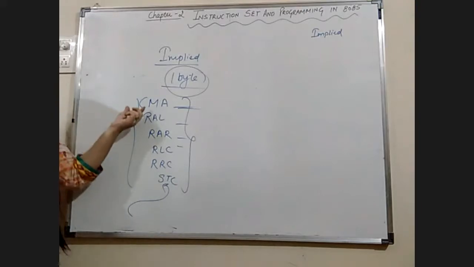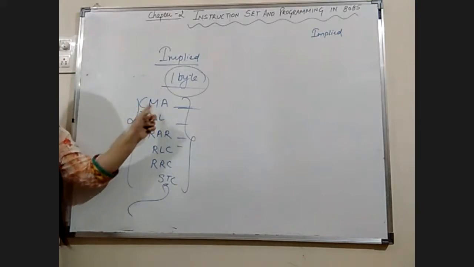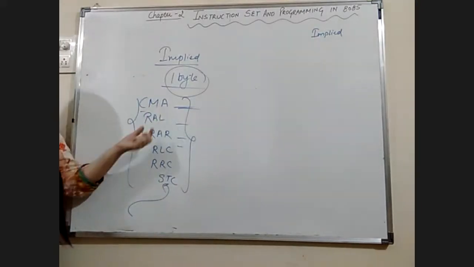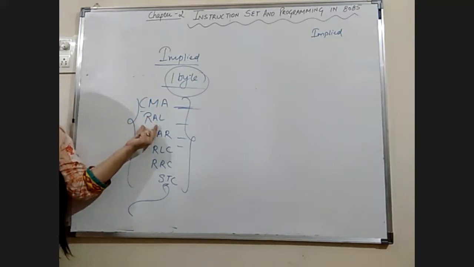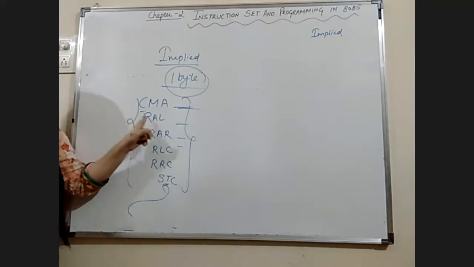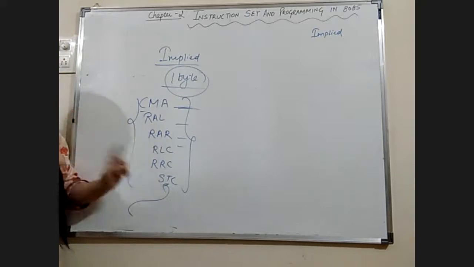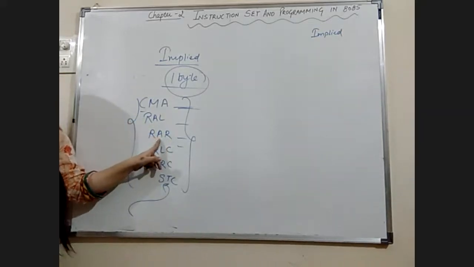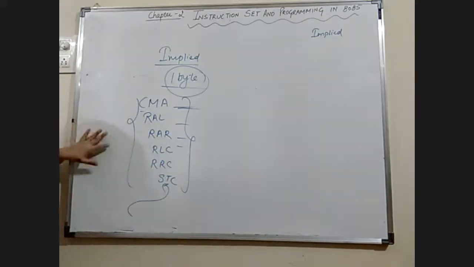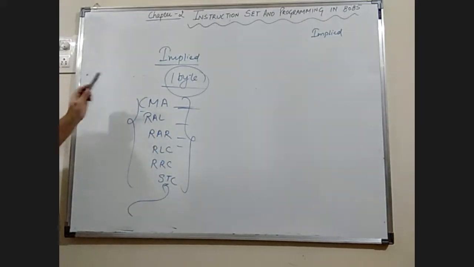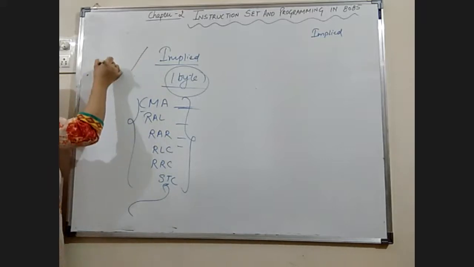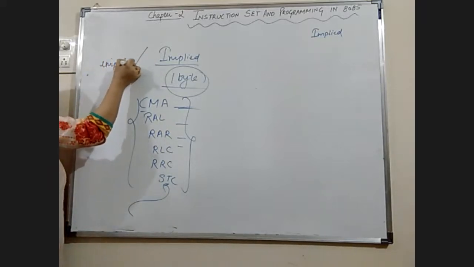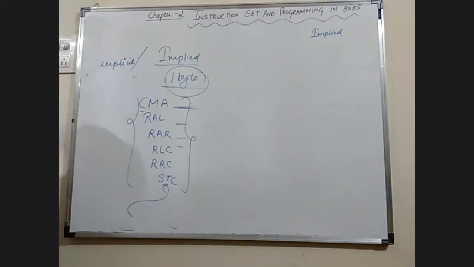The operand is inside the opcode only. So we have to complement the contents. Which contents? Those present in the accumulator. We have to rotate the contents. Which contents? Those present in the accumulator. We have to rotate the contents to the right. What contents? Those present in the accumulator. So these types of instructions come under the implied, or we can say implicit, addressing mode. These are the different addressing modes.